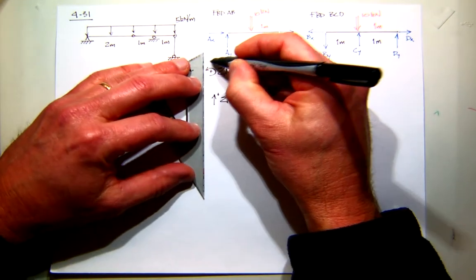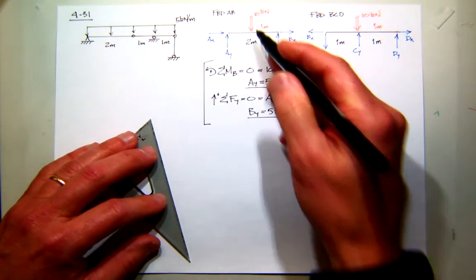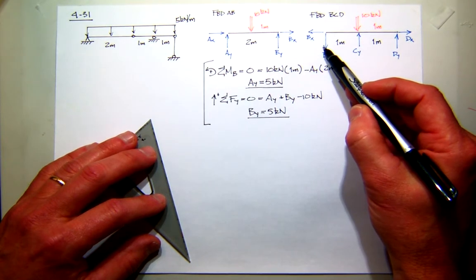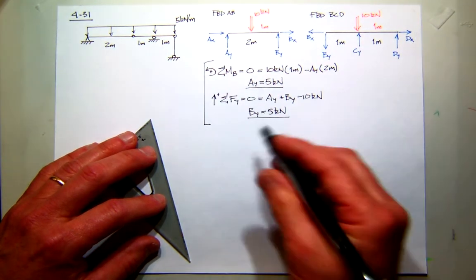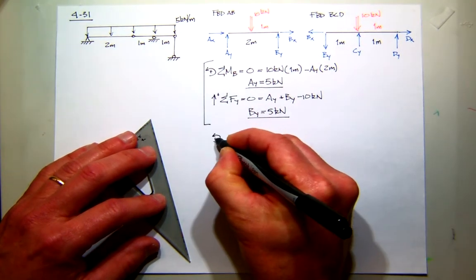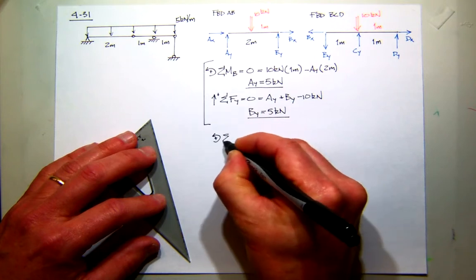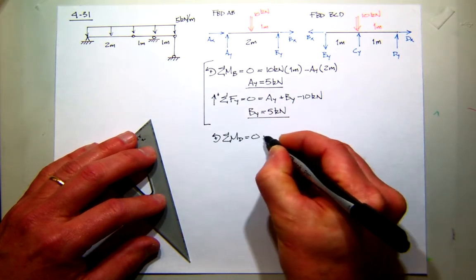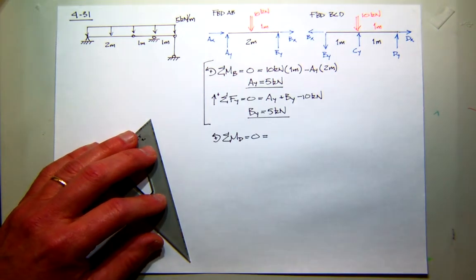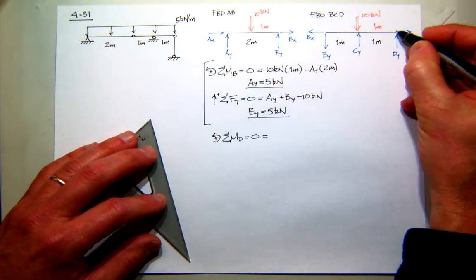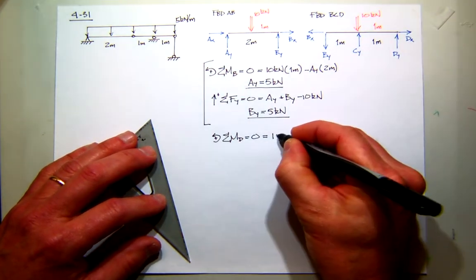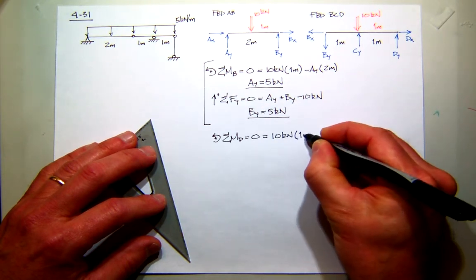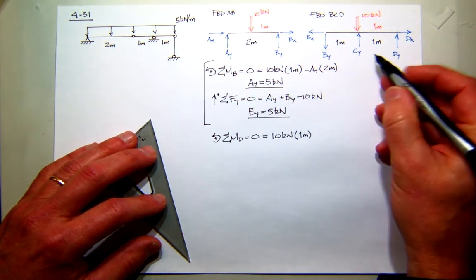So that set goes to this free body. Now we'll do the next one. I already know By, so I'll sum moments at D. Again, you could sum moments at C if you like. The results should be the same. So if I sum moments about D, I have my 10 kilonewton force with the moment arm of 1 meter, and that creates positive moment.